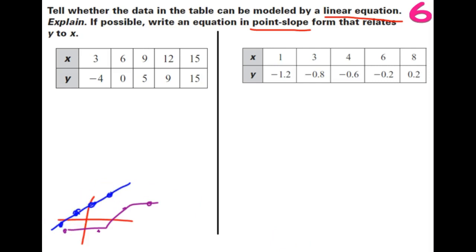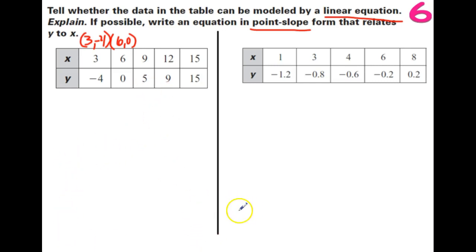So we're going to take a couple of these points and first figure out if it is a linear equation, if it is a nice straight line. So I'm going to take this point first, and this point, x, y, is really just 3, negative 4. And then this point is 6, 0. So let's find the slope between those two points first. And I'm just going to write my slope formula down here. So if we plug these in, this is x1, y1, my first point, x2, y2, my second point.